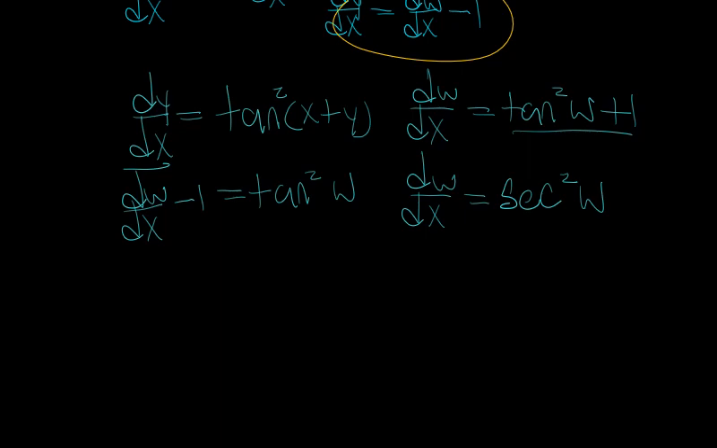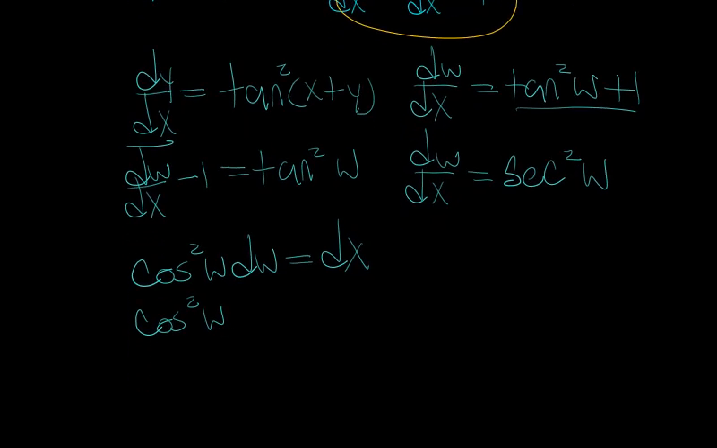So I'm going to multiply out the dx and divide by the secant function, and I will end up with cosine squared w dw equals dx. Or I could just go ahead and say cosine squared w dw minus dx equals 0. And at this point I can then integrate everything.